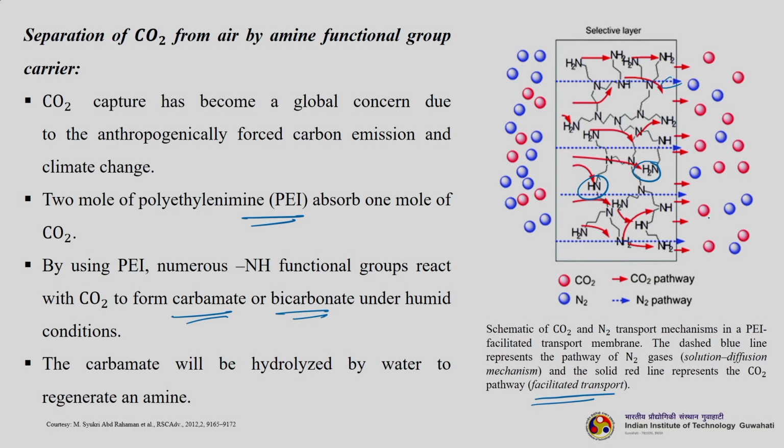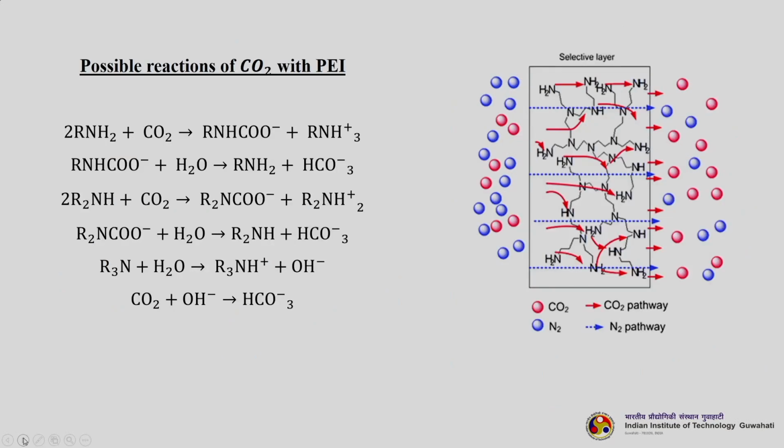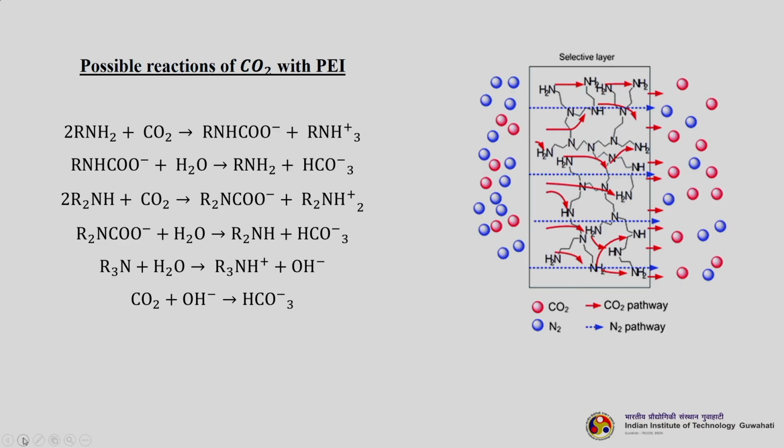So, when it reaches here, the carbon dioxide will dissociate from the NH groups and the amine will be regenerated. So, these are the various reactions, you can go through later on and understand the different reactions that happen when carbon dioxide is getting transported through the membrane using a facilitated mechanism, right.